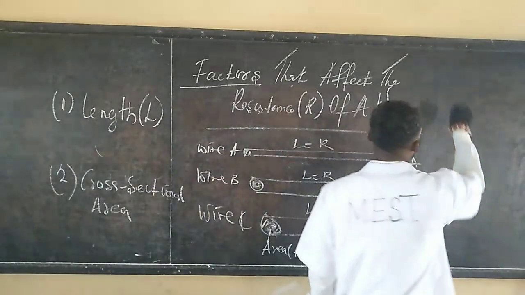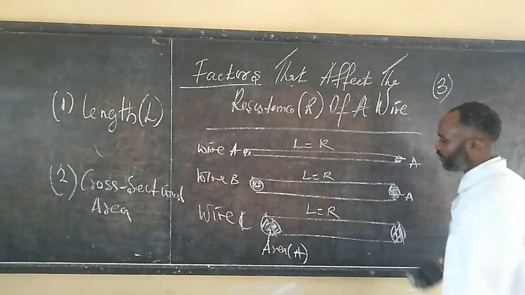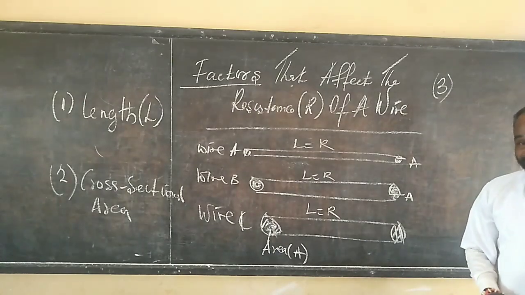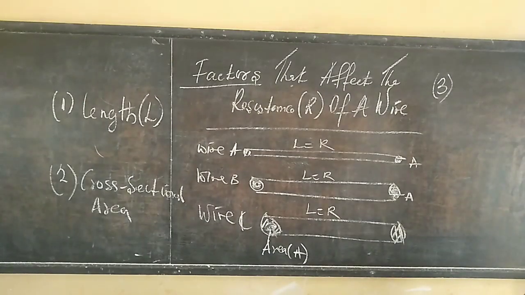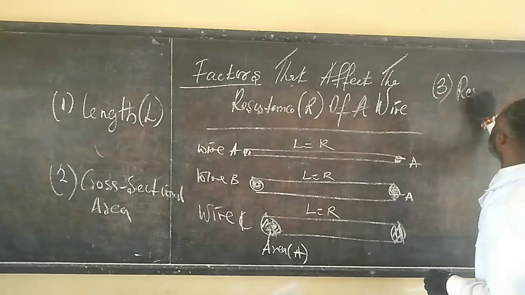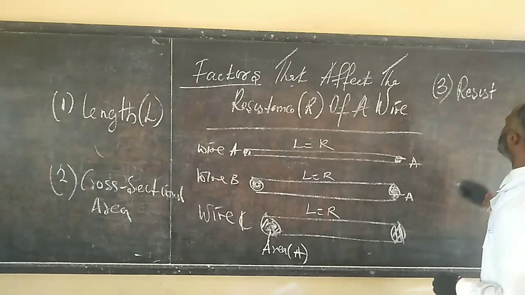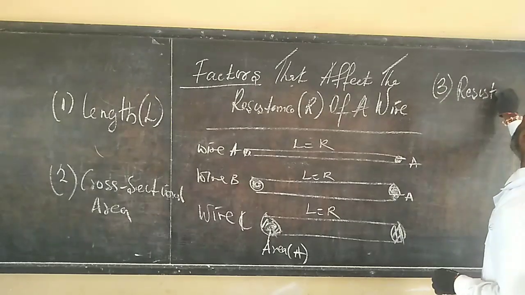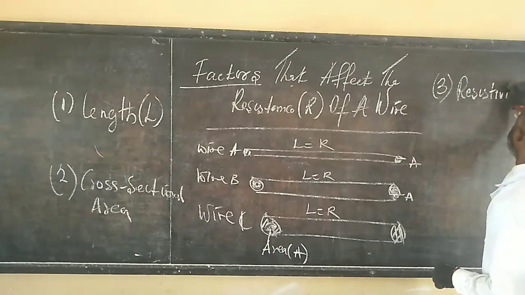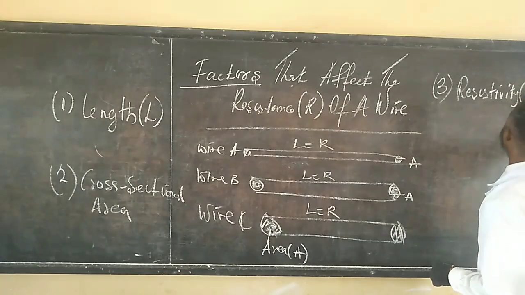The third factor is, what do you think? Because we have about 4 factors. The resistivity of the material, right? Yes, the resistivity of the material, represented by the Greek letter rho.